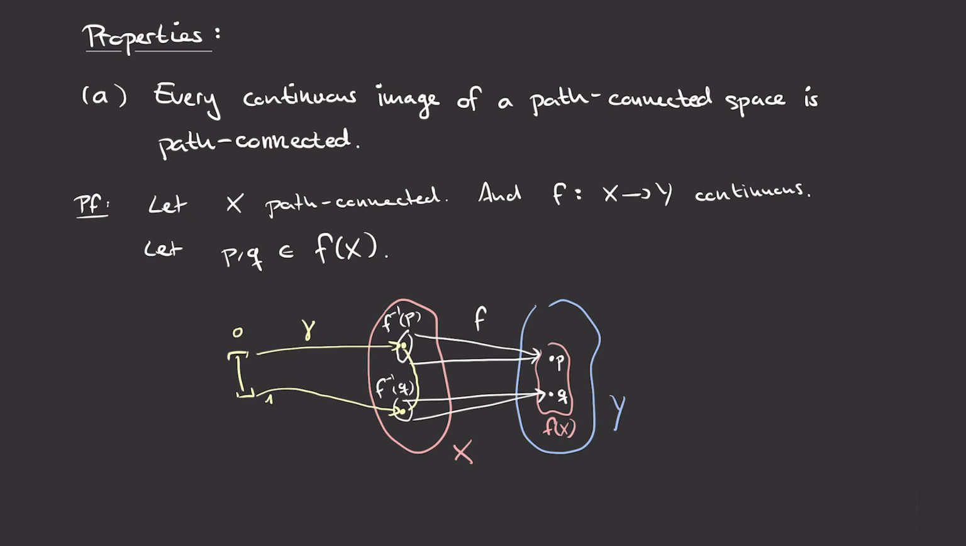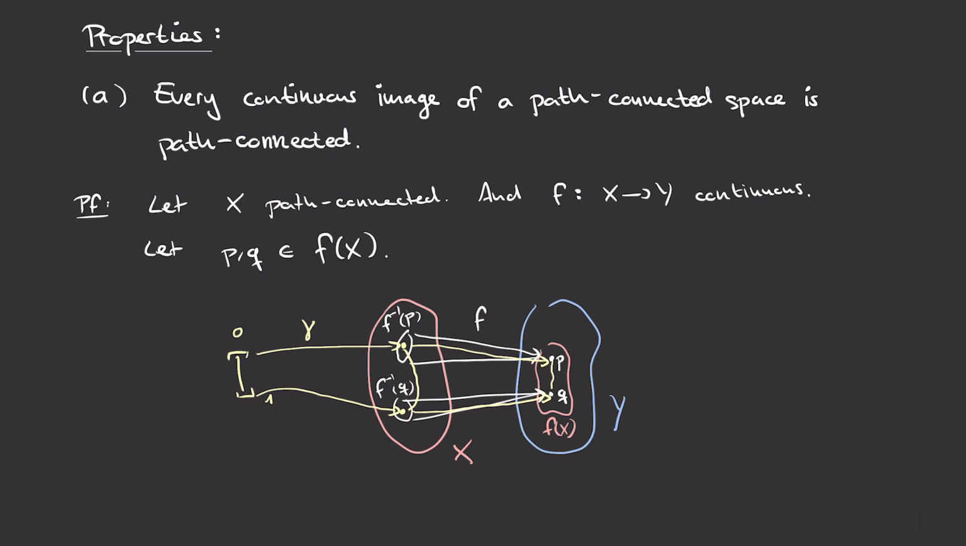And you can now see if I compose gamma with f, then this point in the pre-image of P will be mapped to P, and the point in the pre-image of Q will be mapped to Q, and the rest of the path will be mapped to something in the space f of X. And this is the path that we're looking for.